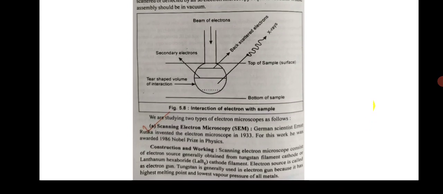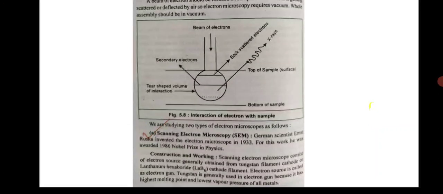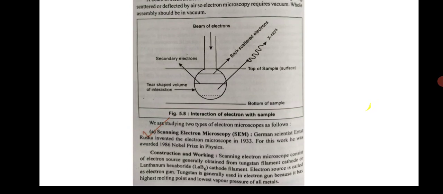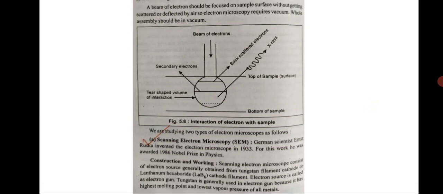First, scanning electron microscopy, SEM. German scientist Ernst Ruska invented the electron microscope in 1933. For this work, he was awarded the 1986 Nobel Prize in Physics. Construction and working of scanning electron microscopy.